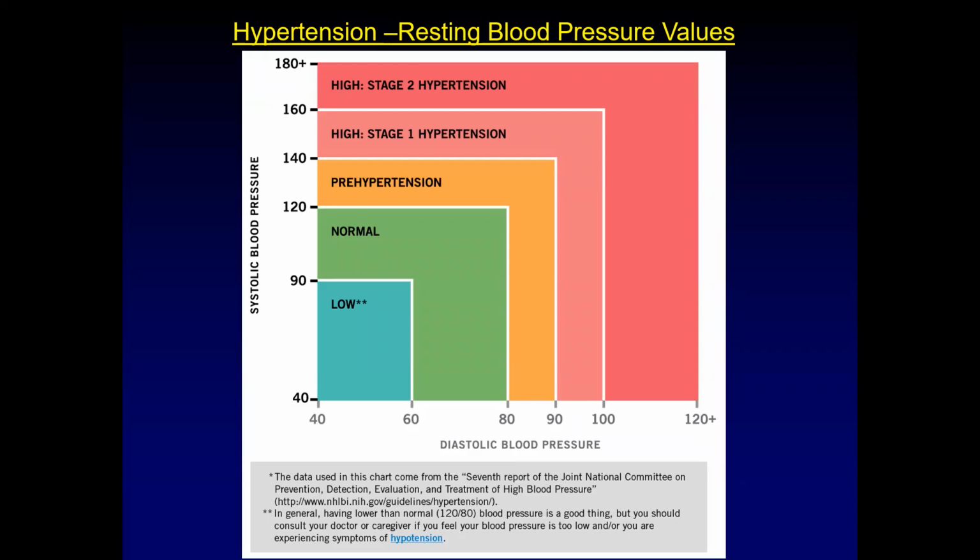121 to 139 and 81 to 89 are considered pre-hypertensive. If you're in this orange range, you are at a significantly elevated risk of this eventually becoming hypertension. And when I say significantly elevated, basically, if you don't do anything, you will have hypertension at some point. Then 140 to 160 and 90 to 100 is stage 1. And in many ways, everything over that is considered stage 2.